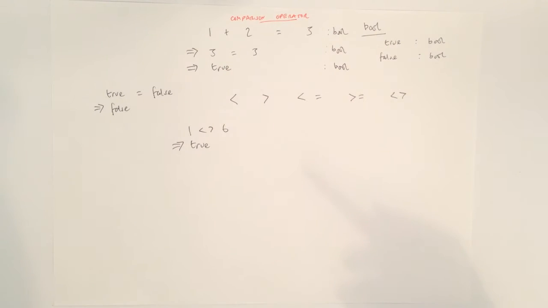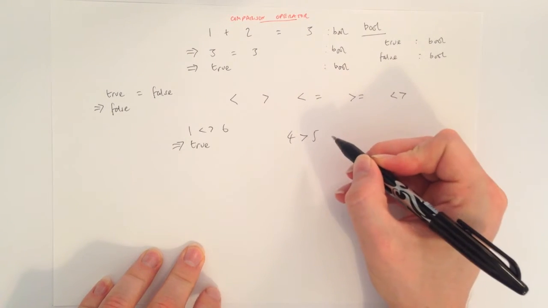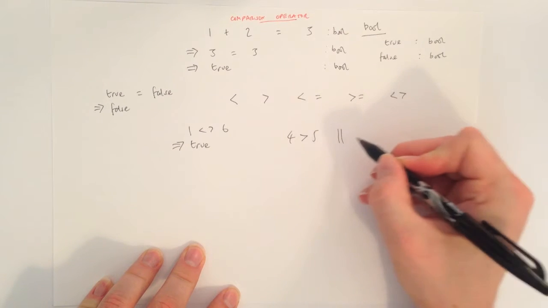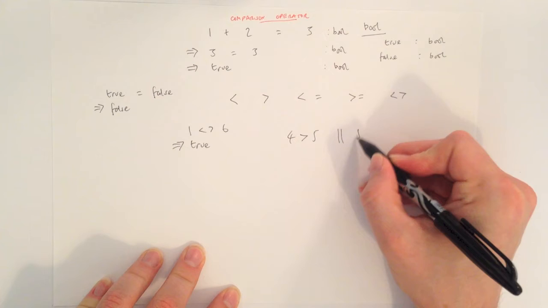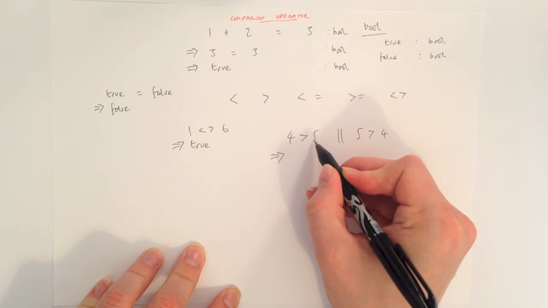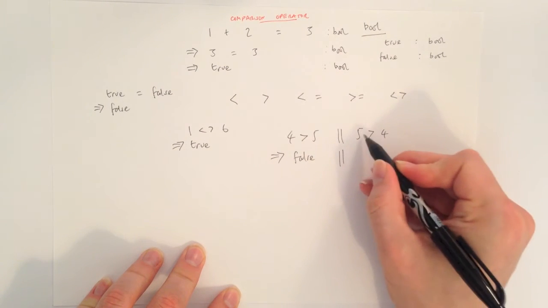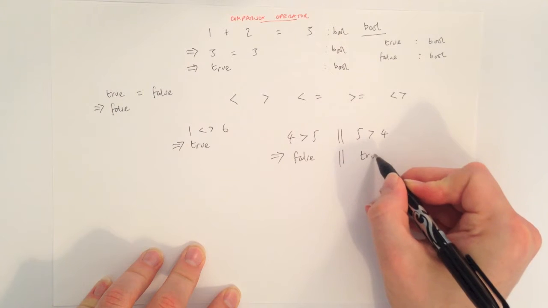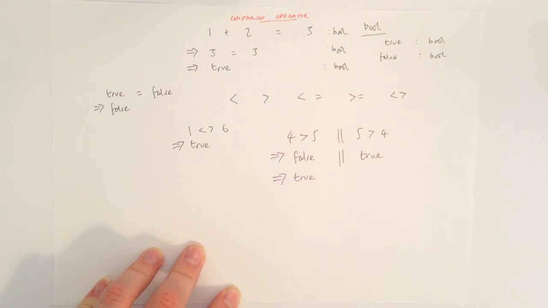We can also combine these Boolean operators in various ways. We can write 4 is more than 5, or, two vertical bars means or, 5 is more than 4. Well, this will evaluate to false, this part. 4 is not more than 5. And this would evaluate to true, and so false or true evaluates to true, because at least one of them is true.